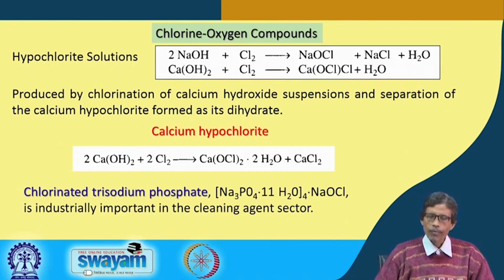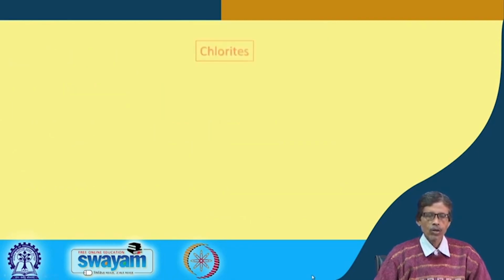So that's why you have only one NaOCl part, this huge network of sodium phosphate as well as 11 water molecules, and it is also a very useful, industrially important agent in the cleaning agent sector, where people are producing it only for cleaning, not bleaching or anything, but only for the cleaning purpose. This is a very useful material or salt which can be produced industrially.